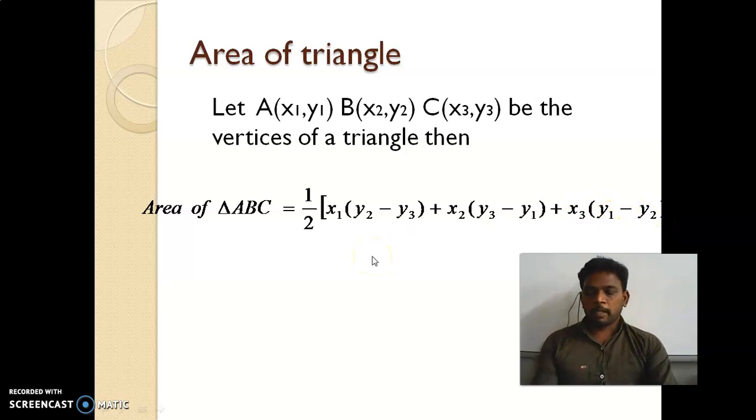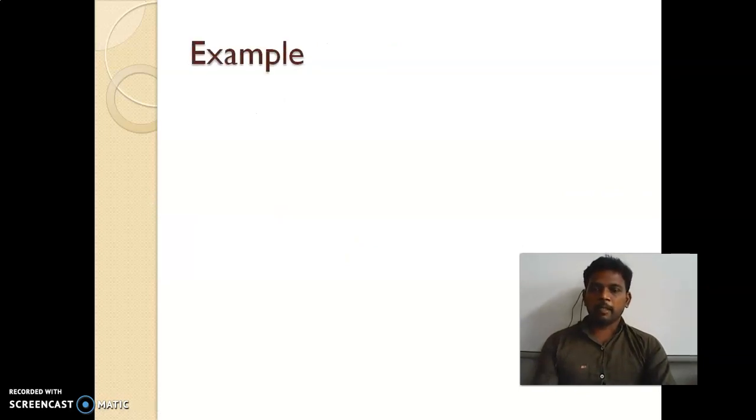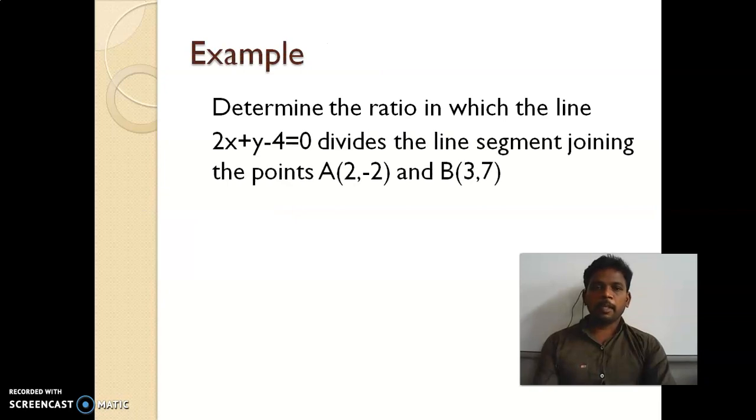Let us see the example now in the optional exercise. Determine the ratio in which the line 2x plus y minus 4 equal to 0 divides the line segment joining the points A of (2, minus 2) and B of (3, 7). Here we are going to find the ratio only, m1 and m2. We have already done so many problems under the section formula. The only new thing here is that a line equation is given, and that line divides the line segment in a particular ratio. We are going to find that ratio.